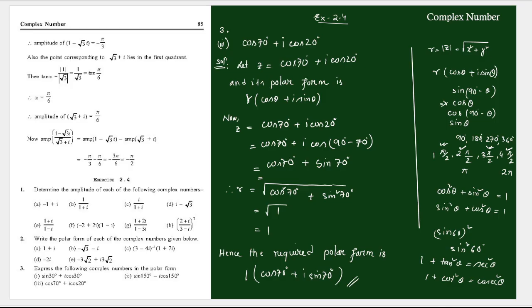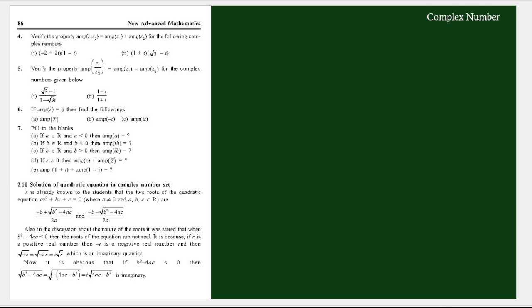Okay, this is our question number 3. I guess you understand. Now let's move to question number 4. What is question number 4? Verify the amplitudes property. Okay, we need to verify the property.